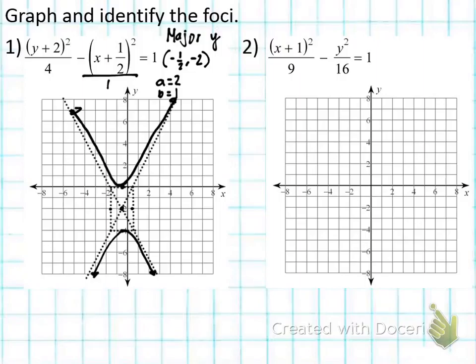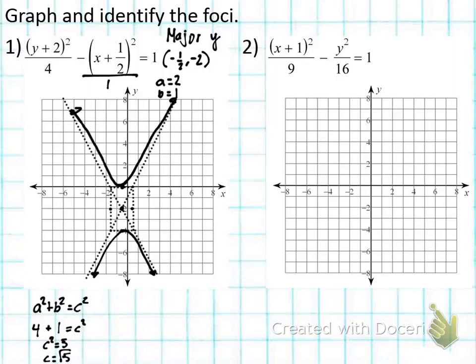Okay, now we're going to put the foci on. For the foci, we have to use that a squared plus b squared is equal to c squared formula. Since that's the formula we want to use, we've got to put the appropriate numbers in. So a squared is 4, b squared is equal to 1, is equal to c squared. I know 4 plus 1 is 5, so c squared will be equal to 5. Therefore, c will be equal to the square root of 5, or rad 5.